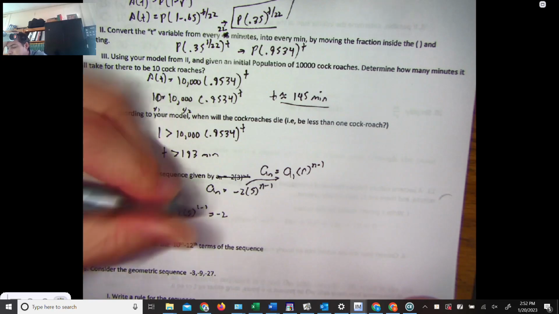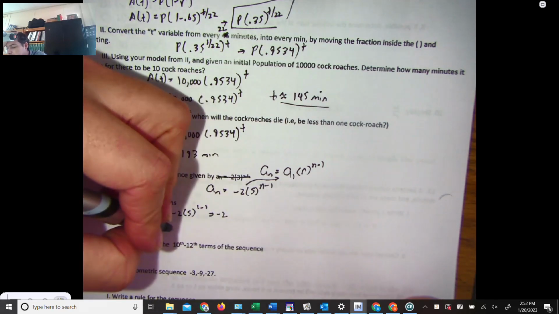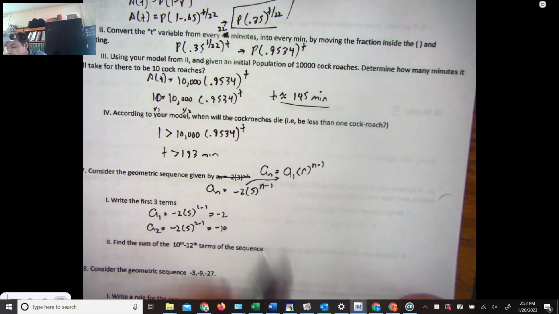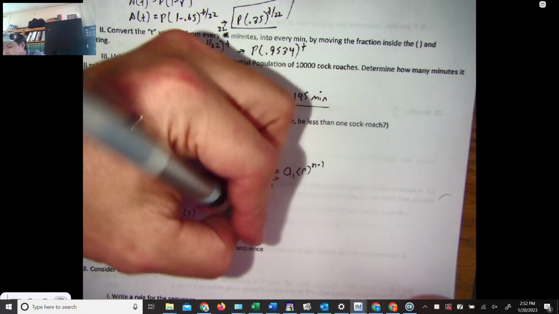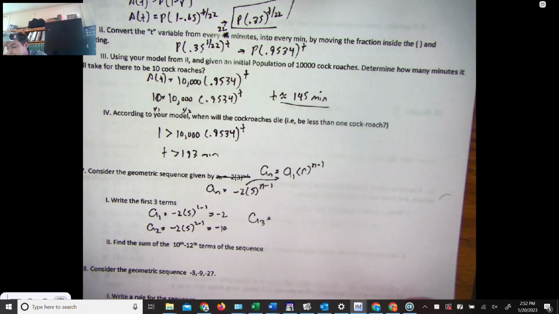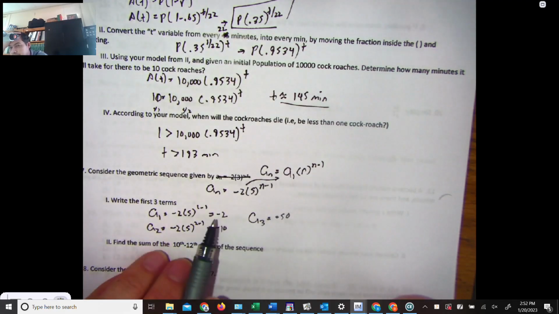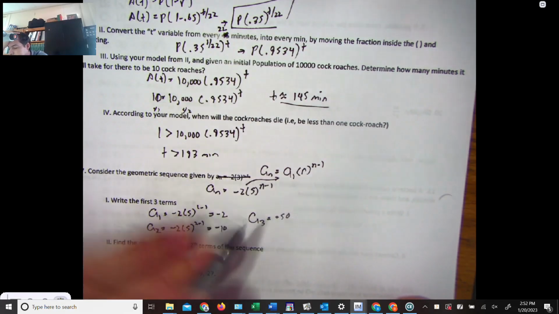A sub 2, if you don't understand your form, just plug a 2 in, and it'll spit back a -10, because 5 times -2 is -10. A sub 3 without plugging in is going to be -50, because I'm multiplying by 5. That's the multiplication that makes it geometric.